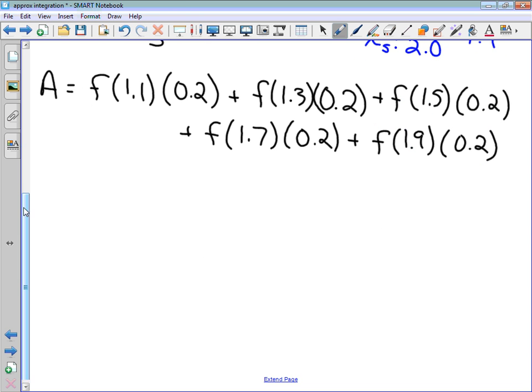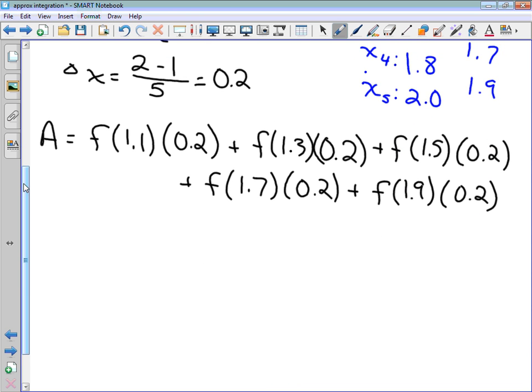Now, what is my function here? My function is 1 over x. So before I work in that function, what I notice is I've got a 0.2 that is common to each one of my terms. So I can factor out that 0.2.